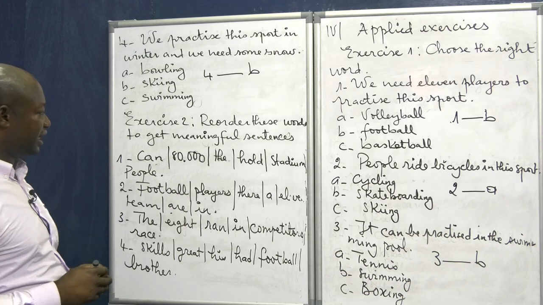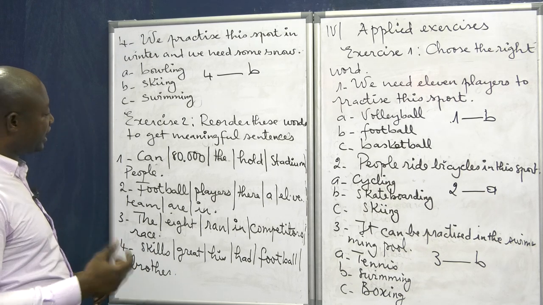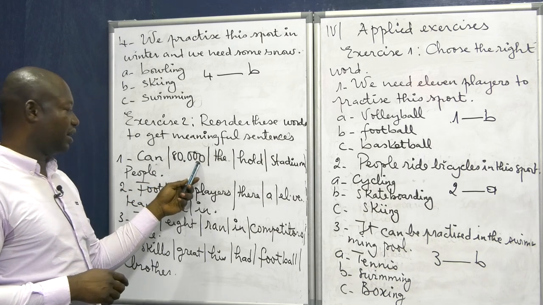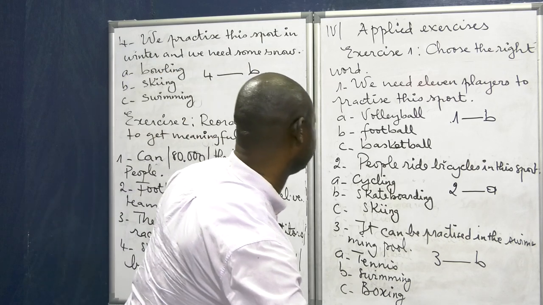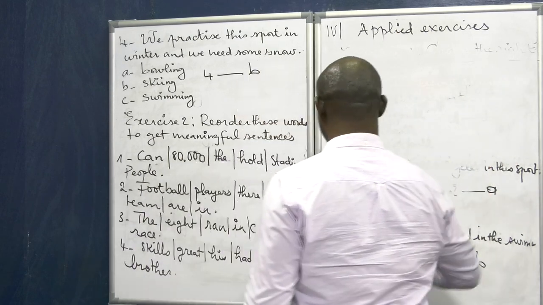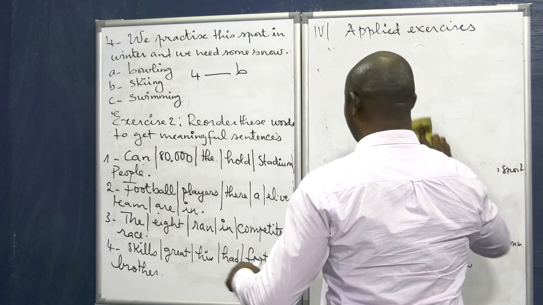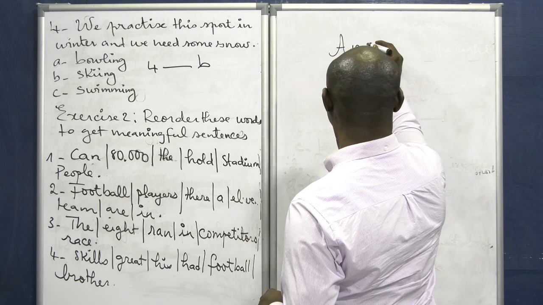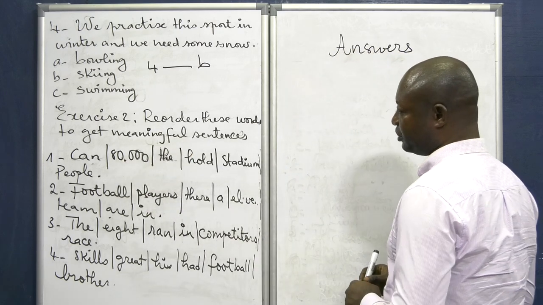Okay, what about the right answer? So you are asked to reorder these words so as to get meaningful sentences. We have can, 80,000, the, old, stadium, and the last one is people. Let's give some answers. We have one: can, 80,000, the old stadium, people.